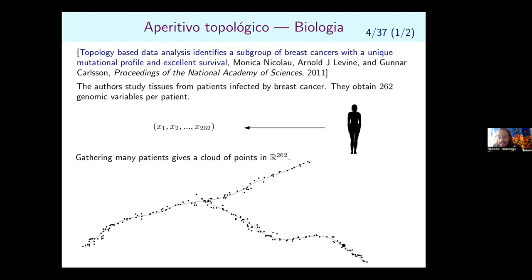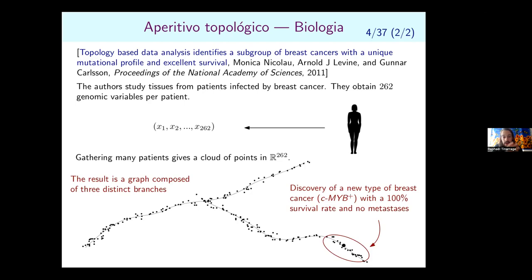And it ends up that this point cloud, so in R262, a lot of dimensions, has the shape of a tree. And actually, you can study further the structure of this tree. It has three distinct branches, where you can observe different kinds of breast cancer.